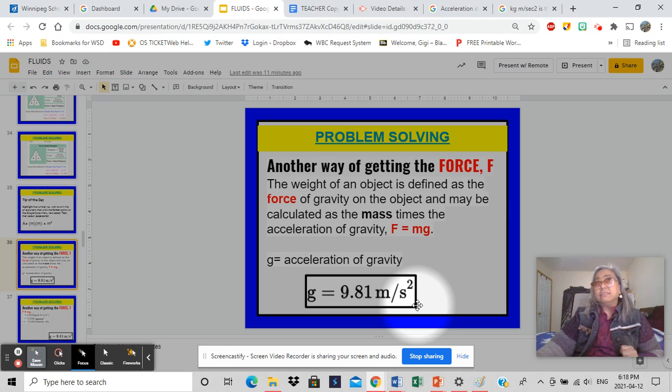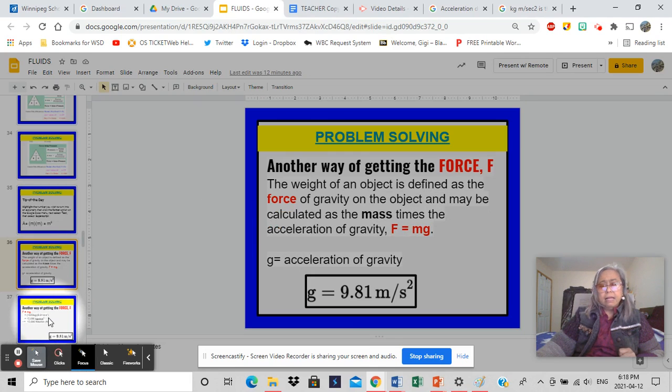What are the other constants that you know? The value of pi, right? Pi is 3.1416. So the same thing with acceleration due to gravity. So it says here the weight of an object is defined as the force of gravity on the object and may be calculated as the mass times the acceleration of gravity. F is equal to mg.